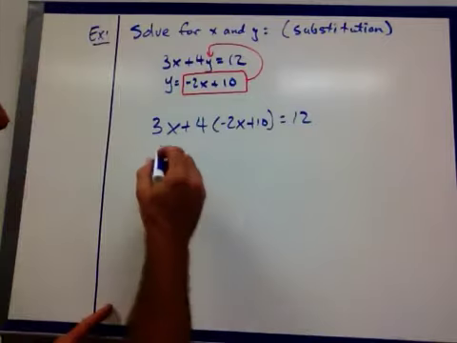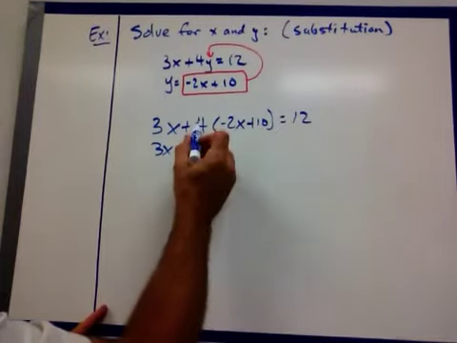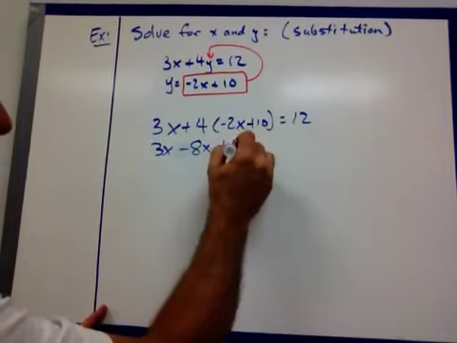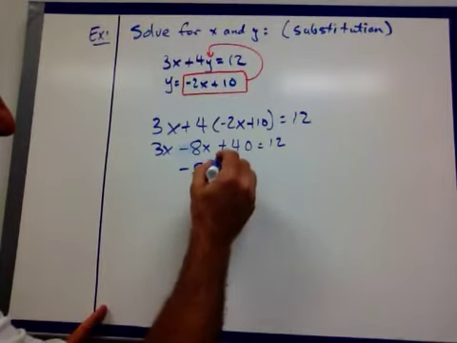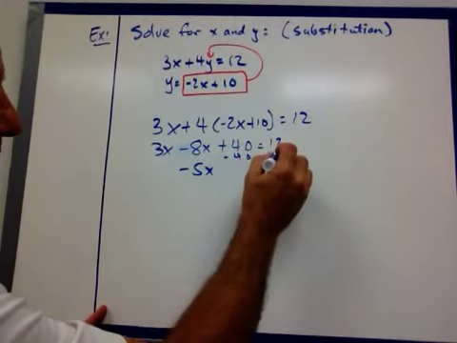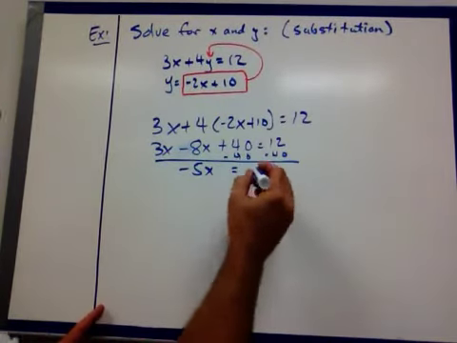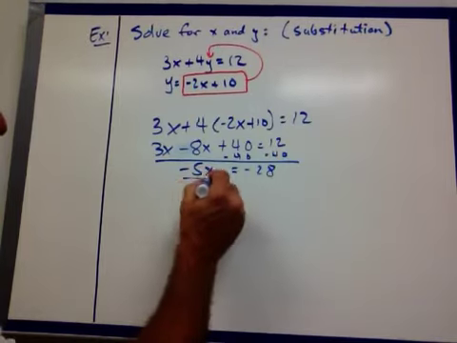This I can solve. Do my distributive property. I'm going to get a minus right here. Positive 4 times a negative 2 is negative 8x. 4 times 10 is 40, equals 12. Combine like terms here, that's negative 5x. Subtract the 40 over. So I get negative 5x is equal to, what do I get there, negative 28? Does that look right? Positive 40, we subtract it over. Then divide out your negative 5.